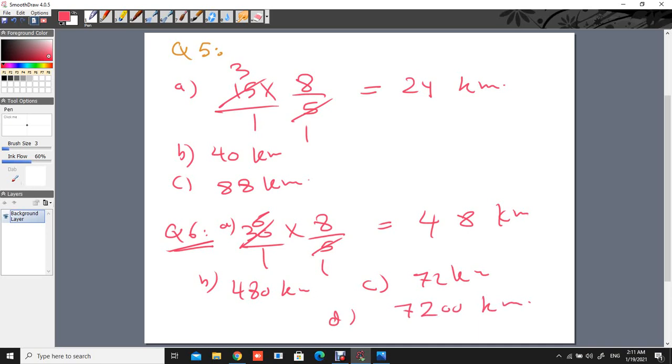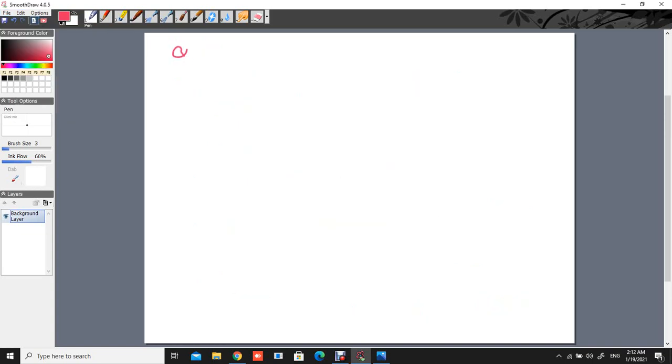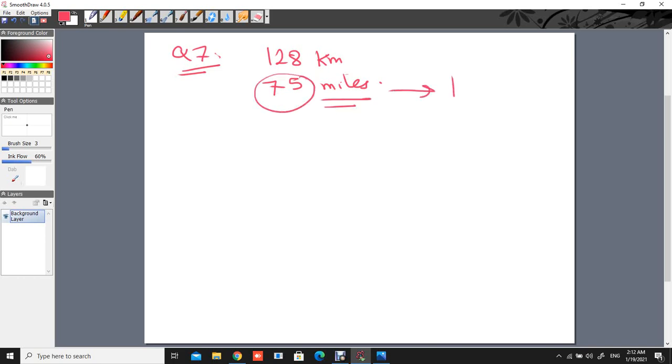Now question 7, which is further, 128 kilometer or 75 miles? Show your working. So for question 7 we have 128 kilometer, 75 miles. Look here, we have different units, kilometer or miles. You can change from kilometer to miles or from miles to kilometer. I will change 75 miles to kilometer.